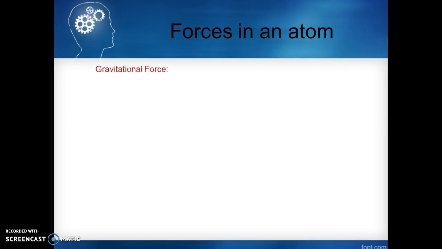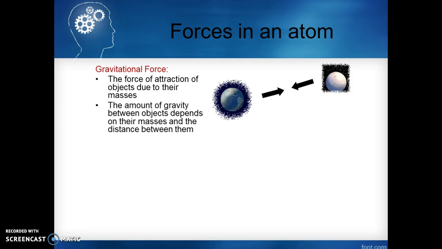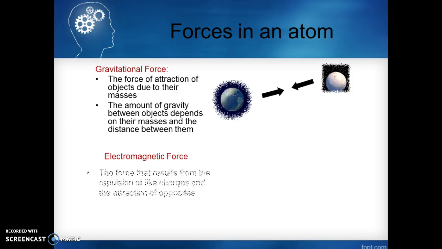Forces in an atom. Gravitational force. This is the force of attraction of objects due to their masses. The amount of gravity between objects depends on their masses and the distance between them. So just like our sun and our moon, there's a gravitational force because they are such massive objects. Now, to think of the atom, not quite the same scale, however, there is still a bit of a gravitational force within the atom.